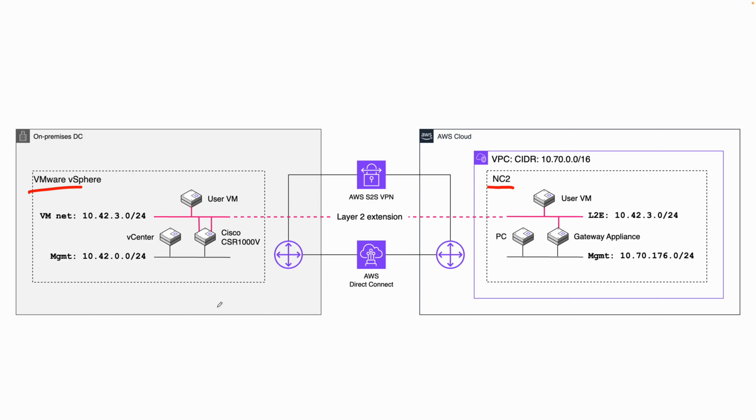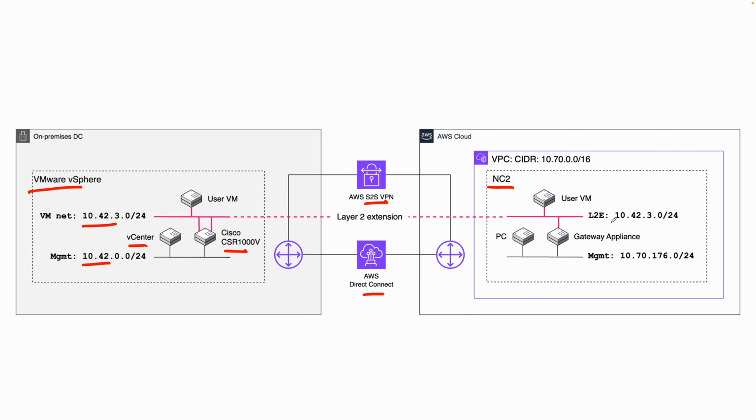So in this setup, we are connecting over a site-to-site VPN. Of course, you can use Direct Connect if you have that available. In the on-prem environment, we have a 10.42 network with vCenter on it. We're going to deploy a Cisco CSR1000V as an example, and we already have a network for the user VMs here, which is a 10.42.3 network.